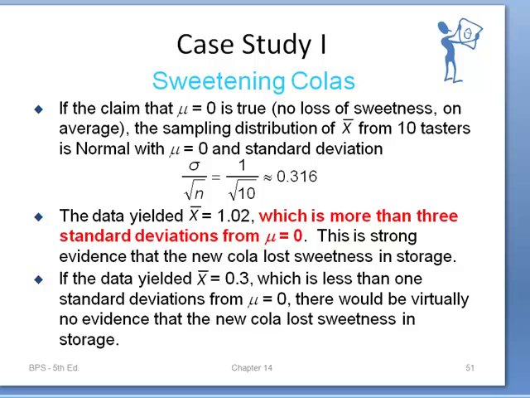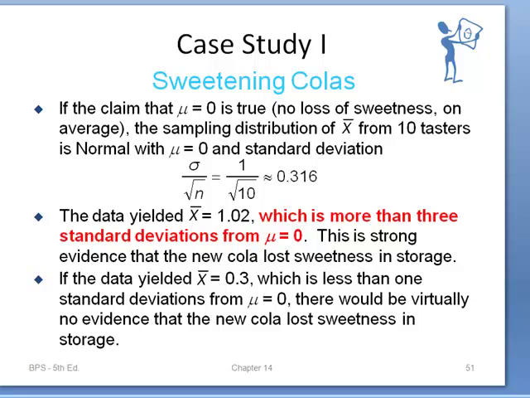Now, our mean should be 0 if there was no sweetness lost. Now, we have a sampling distribution of X bar from 10 tasters, and the mean should have been 0, because that's in the null hypothesis. We would assume 0, and a standard deviation of sigma divided by the square root of n, which gives us a standard deviation of 0.316.